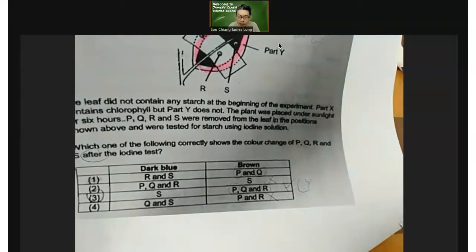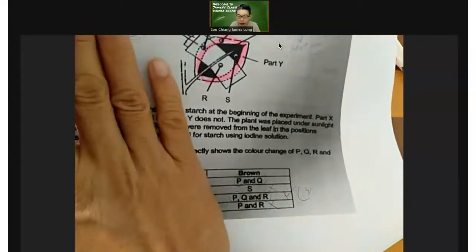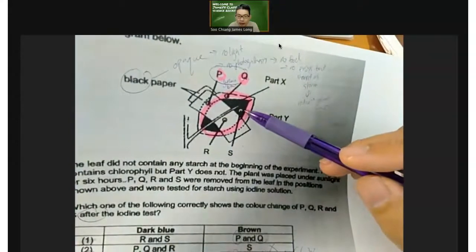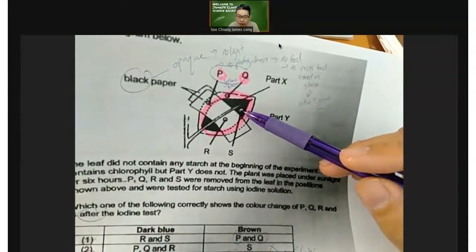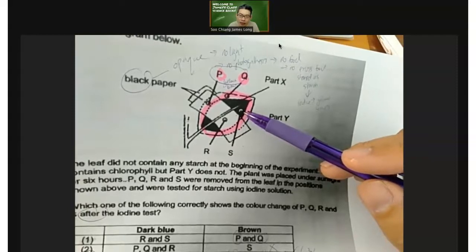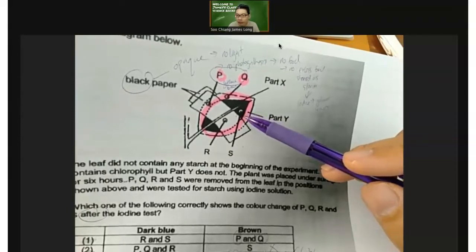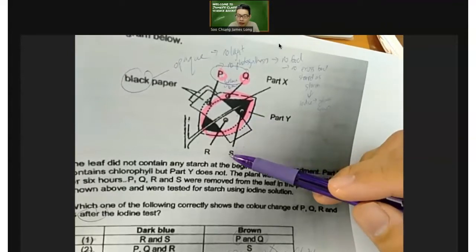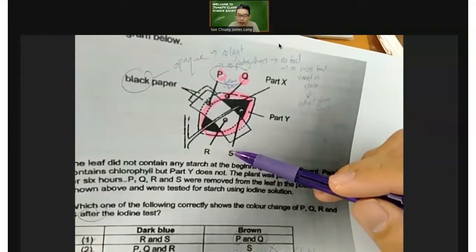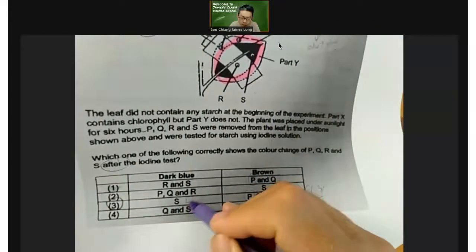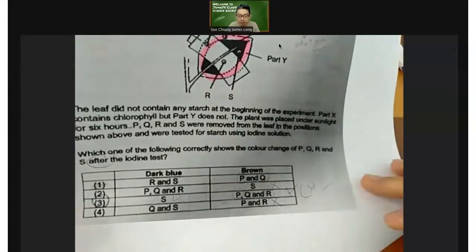Now, that's to double check, because actually, this is sufficient for us to get the answer. But just to double check, the part that is S, which is not blocked by the black paper, should be able to make food and perhaps have some extra food left that can be stored as starch. So this part is likely to turn from yellowish brown to dark blue. So S should be dark blue. Right? That's correct. So yeah, answer is 3.